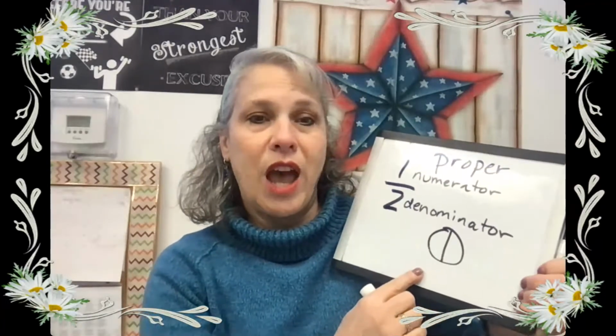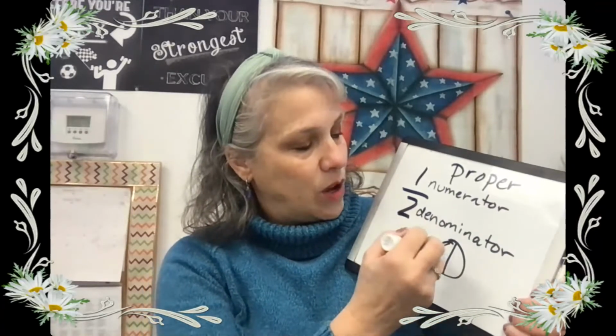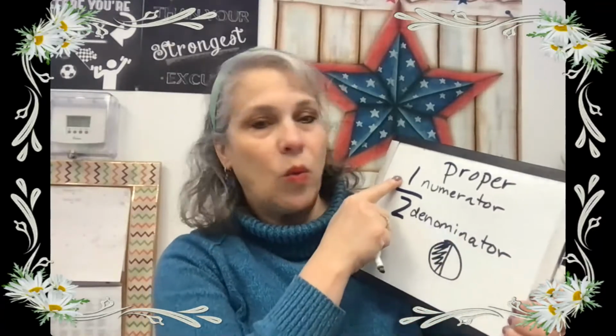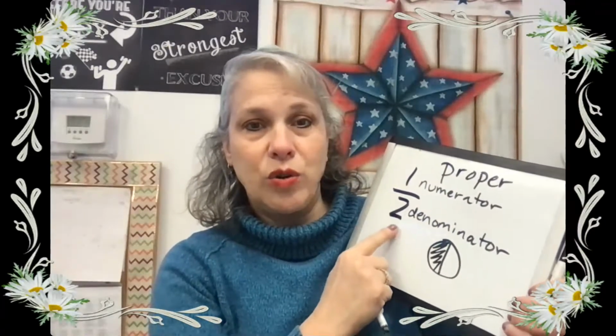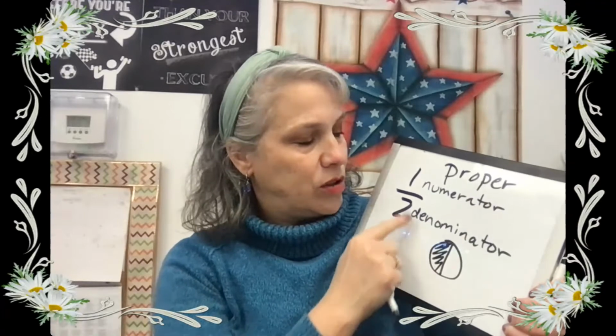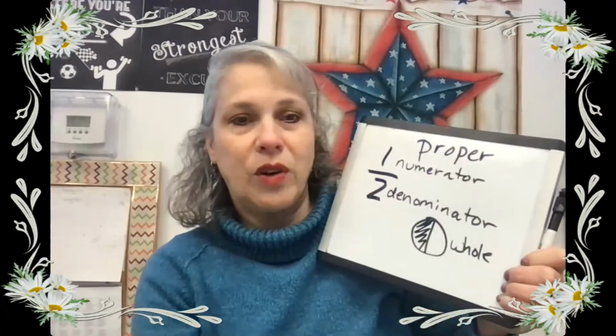For example, if we had a circle, we split it into two pieces and we color one piece. One of those is colored, and there are two in the whole. So whatever you're talking about is the whole amount. And as you know, fractions are used in many different situations. So that is a proper fraction.